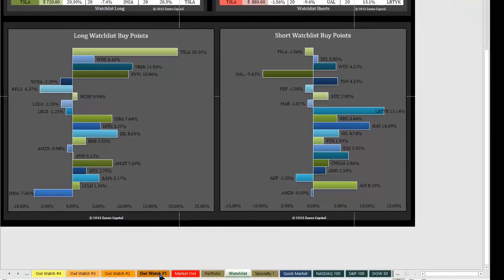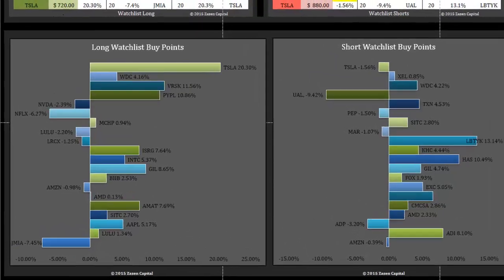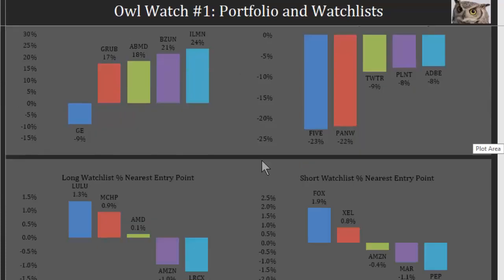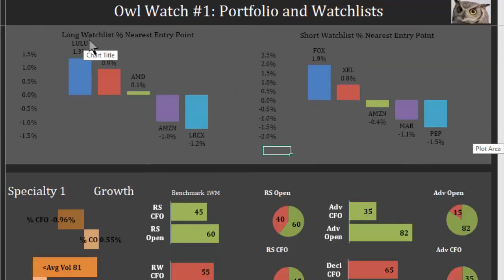You can also find additional watch list information on the Owl Watch tab number 1 to the left of the main Market Owl dashboard tab at the bottom of the workbook. Underneath the long and short portfolio information, you will find watch list. You have your long to the left, your right to the short. It'll show 5 tickers that are closest to the buy point. You can see Lulu, MCHP, AMD, Amazon, LRCX.